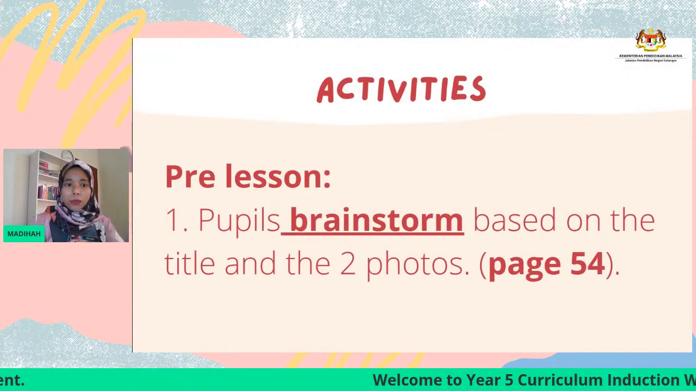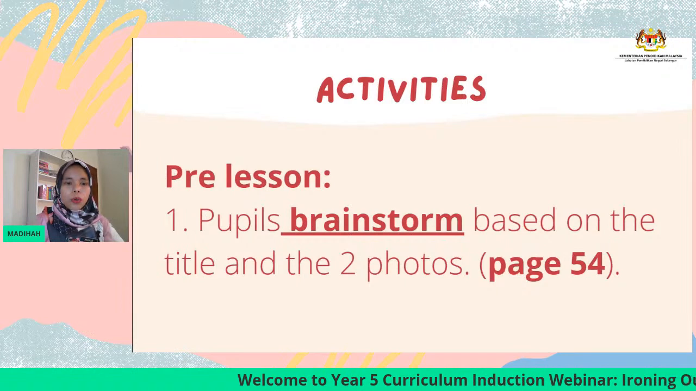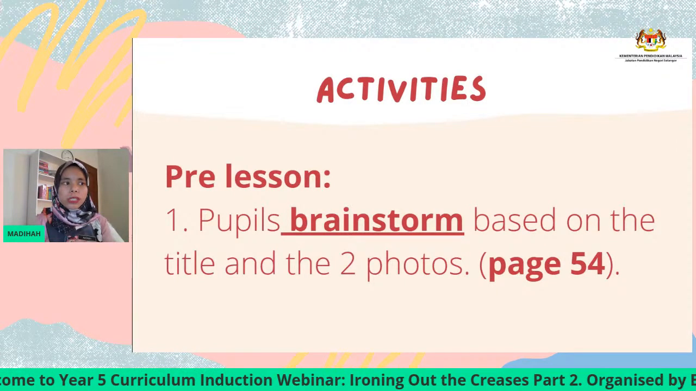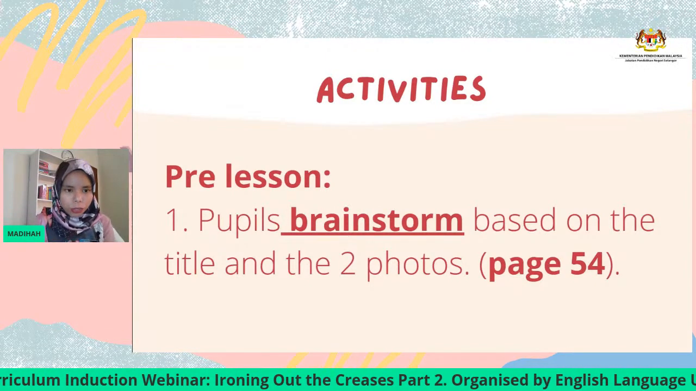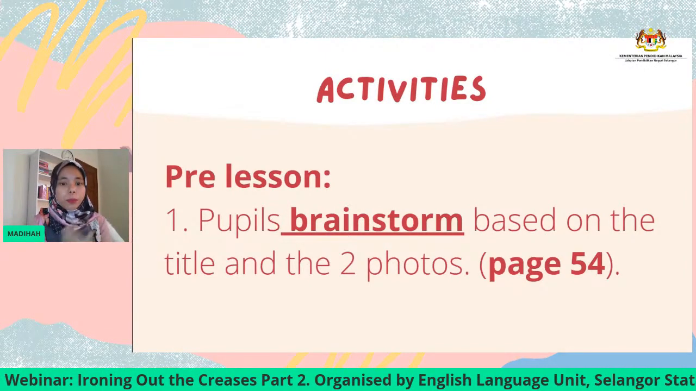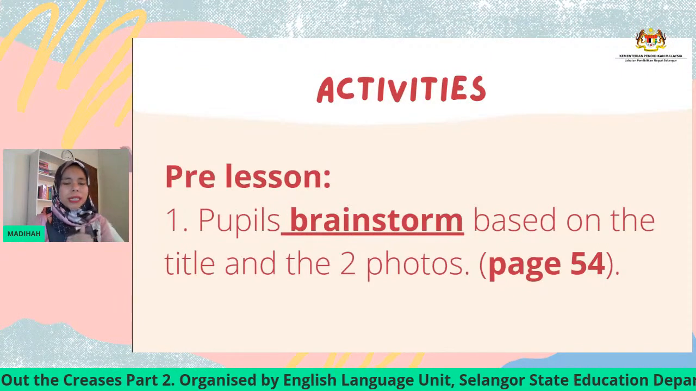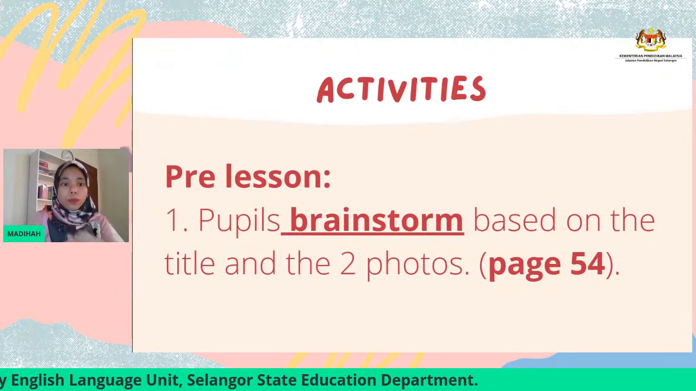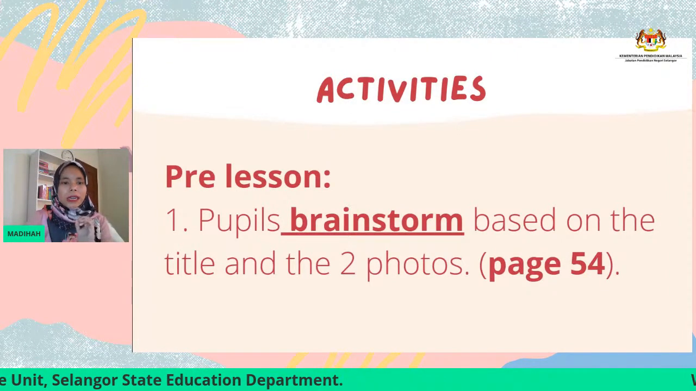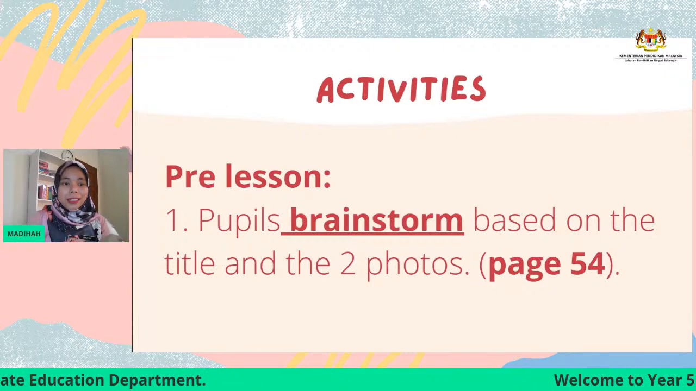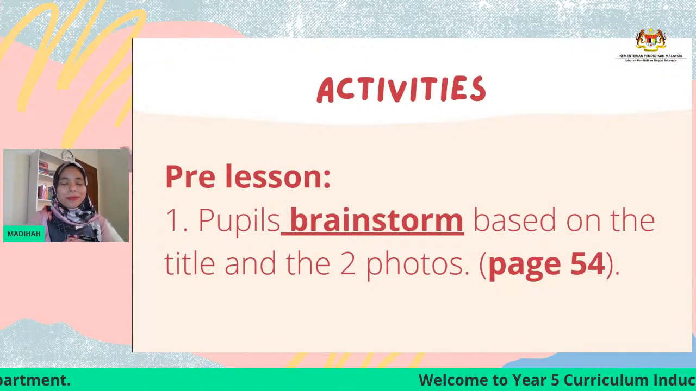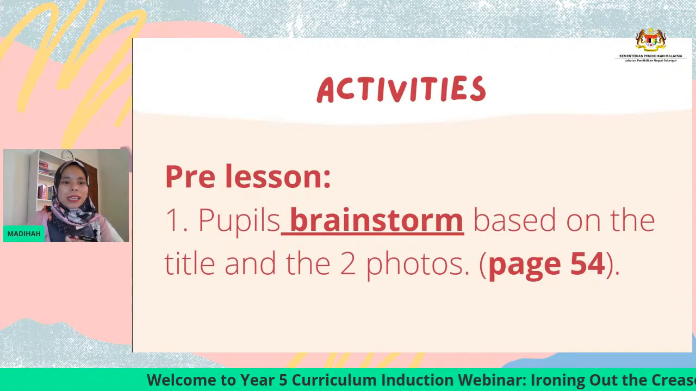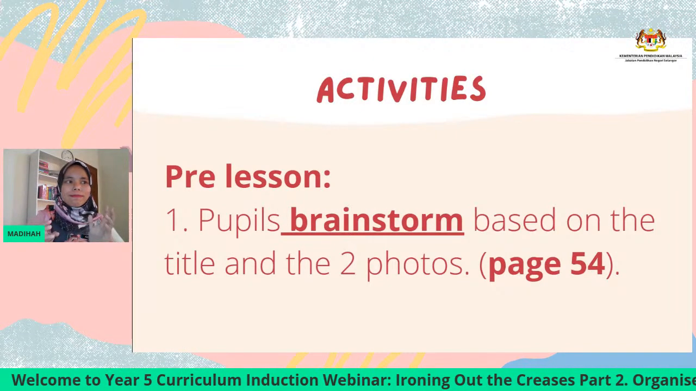Based on the SOW we have shared earlier, we have tried to adopt and adapt the lesson to make it more suitable for, for example, my students. For the pre-lesson, we have the pupils brainstorm based on the title and the 2 photos on page 54, before we move on to the text itself. Teachers are encouraged. Here, it's just a suggested lesson. I just want to remind you, this is not exactly a lesson that you must use.